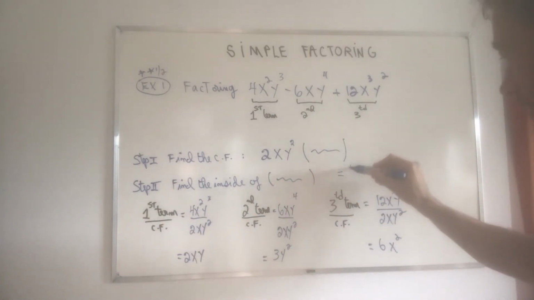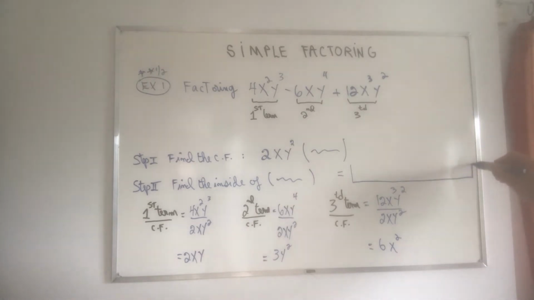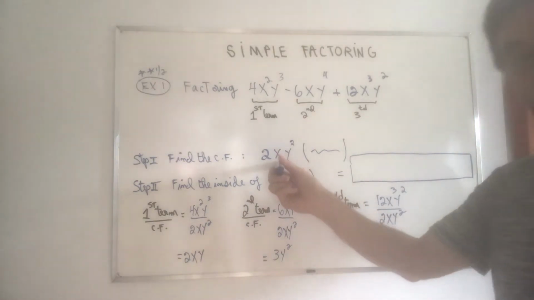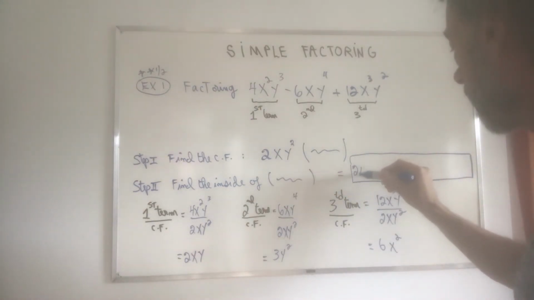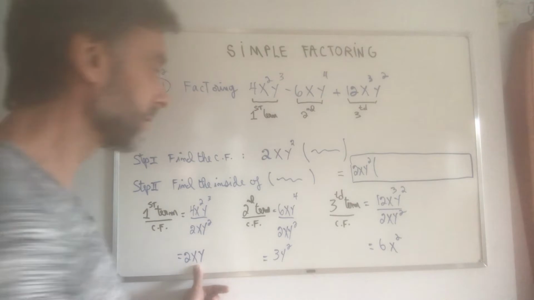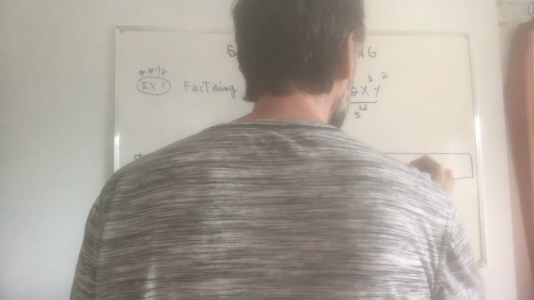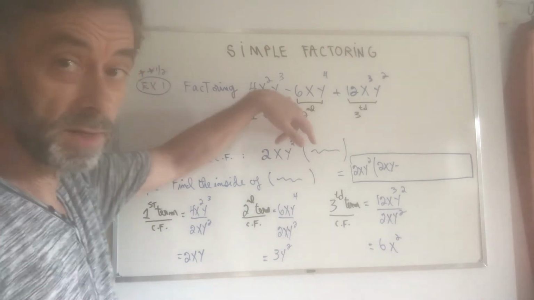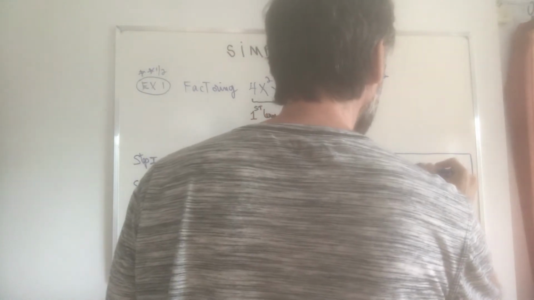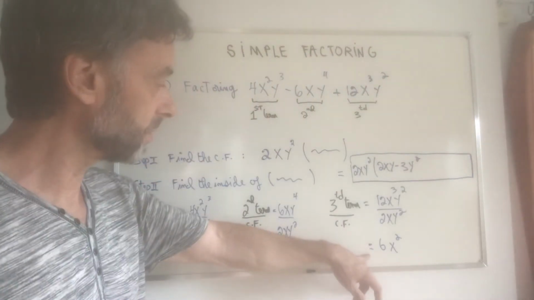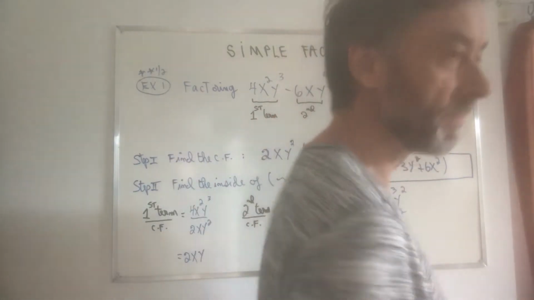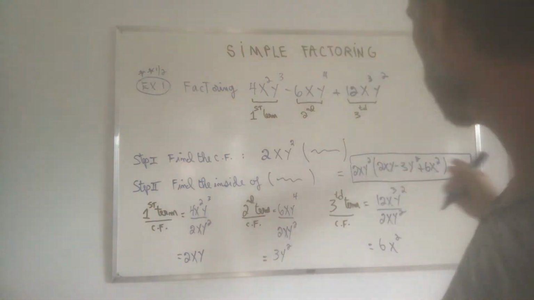Final answer. Let me put it over here, since this very small whiteboard does not contain much space. Final answer. Common factor, 2xy squared. And then, first term, 2xy. And then I'll try not to forget my minus. Yes, the second term here in the bracket will contain a minus 3y squared. And the third term is a plus 6x squared. And that's that. That is the final answer to this simple factoring.